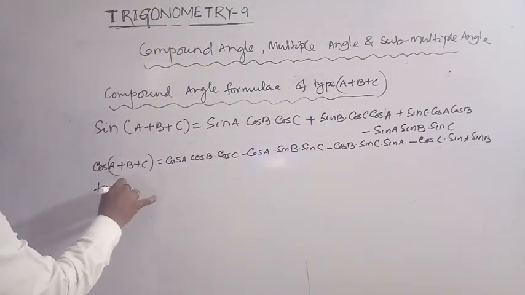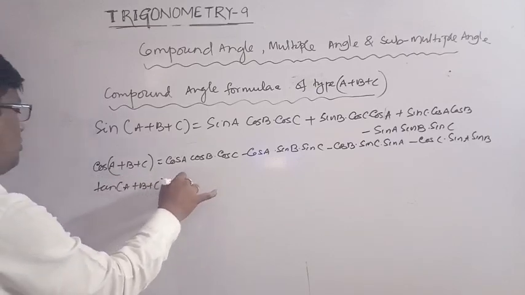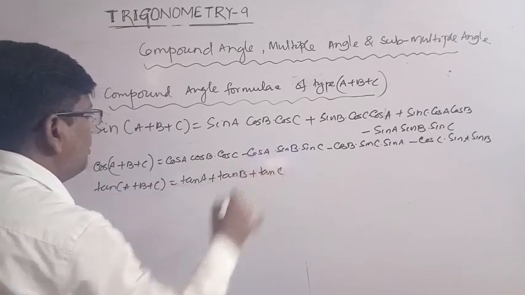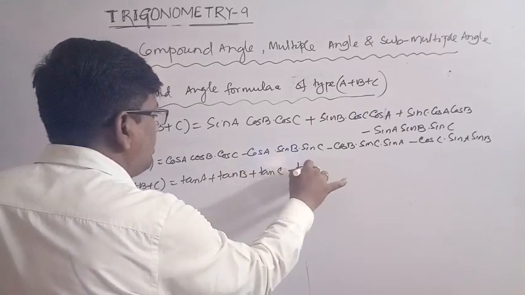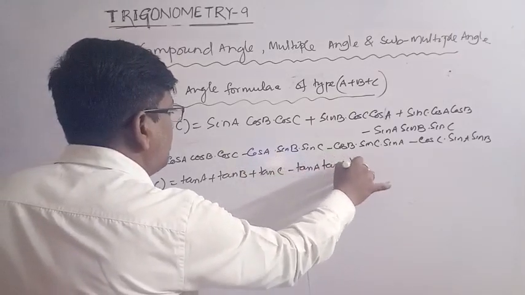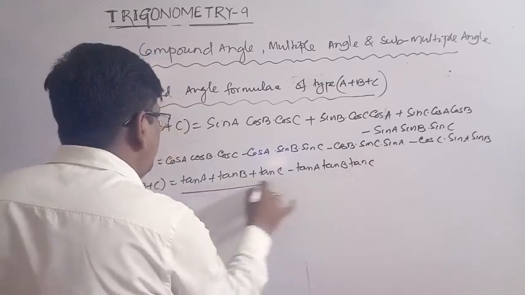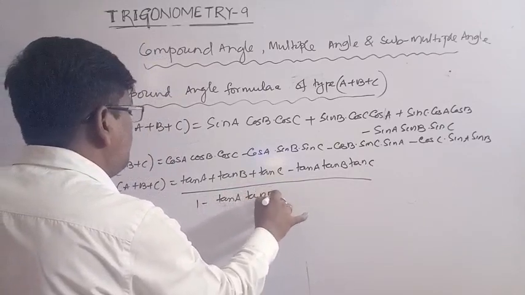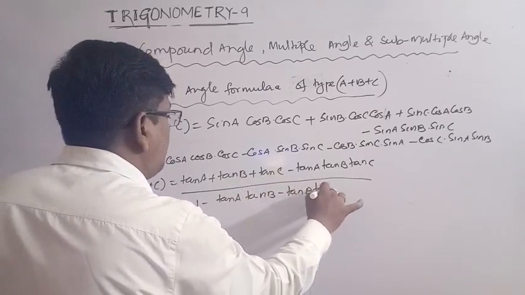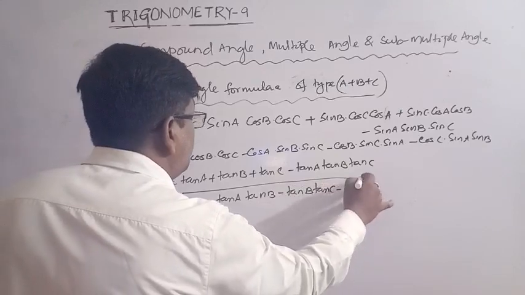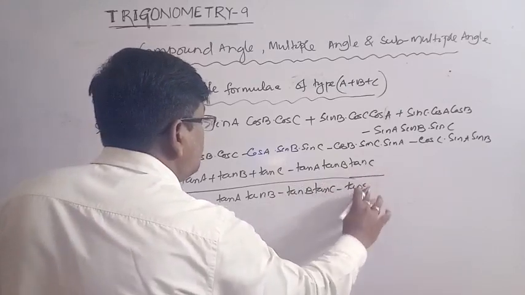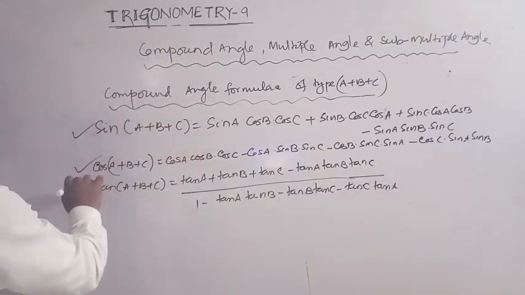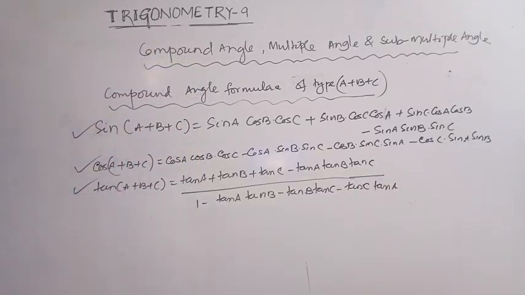Now tan of a plus b plus c is equal to tan a plus tan b plus tan c minus tan a into tan b into tan c, divided by 1 minus tan a into tan b minus tan b into tan c minus tan c into tan a. These are the three formulae of a plus b plus c type.